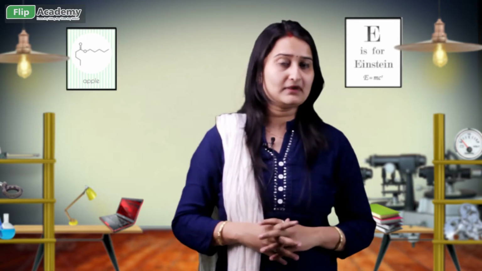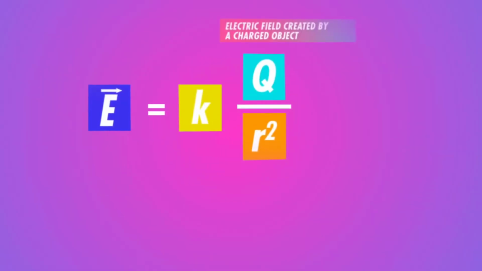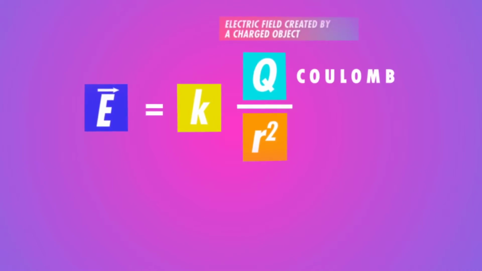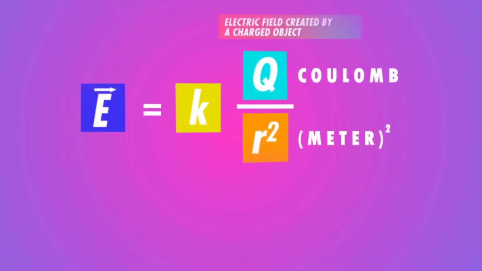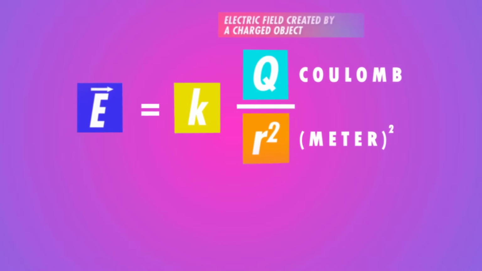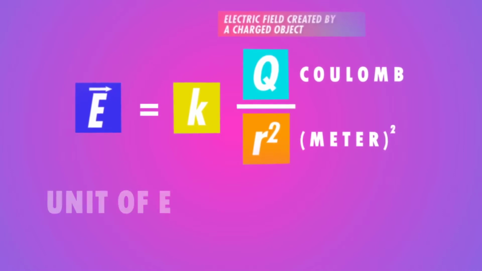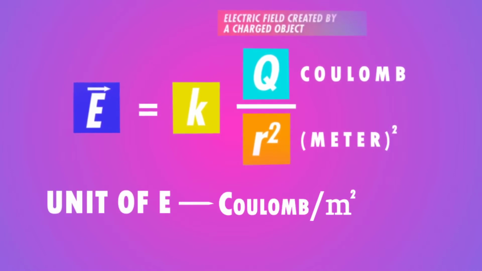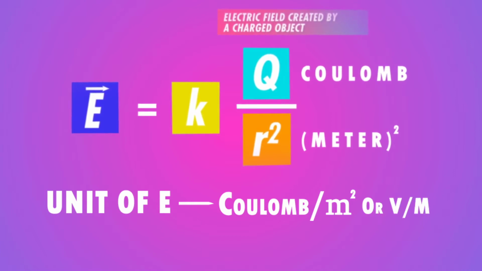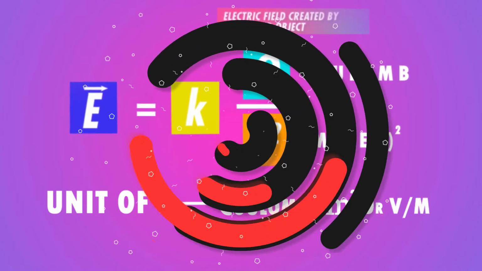Depending upon this formula, what can be the unit? Now, just look carefully at this formula, that is K Q upon R square. Q has the unit Coulomb. R, which is the distance, has the unit meter. The square over it becomes meter square. So, the electric field intensity unit is given by Coulomb per meter square. Another unit for it is volt per meter. So, this is all about the electric field and the electric field intensity.